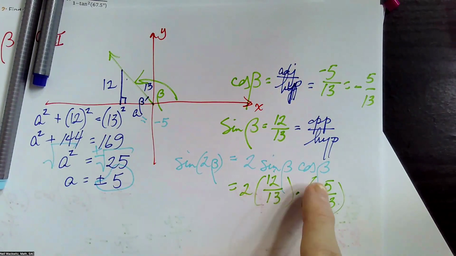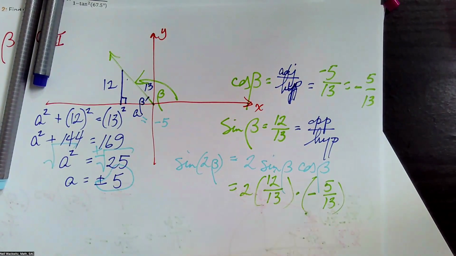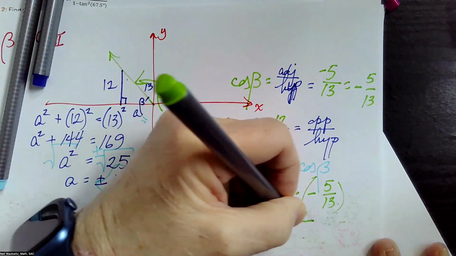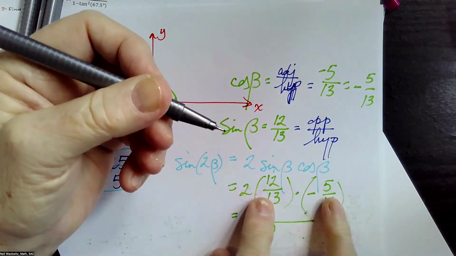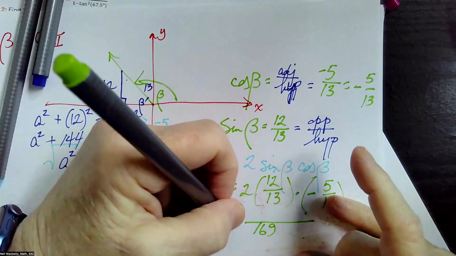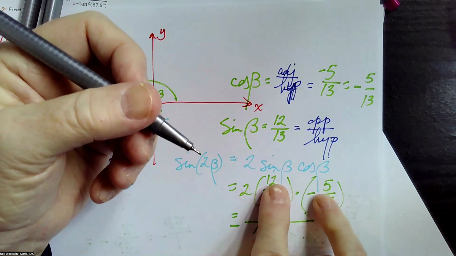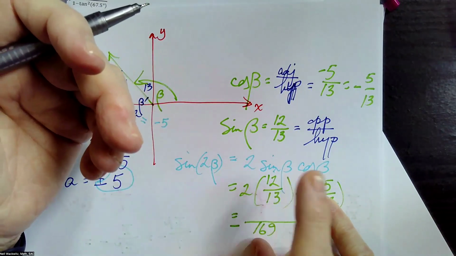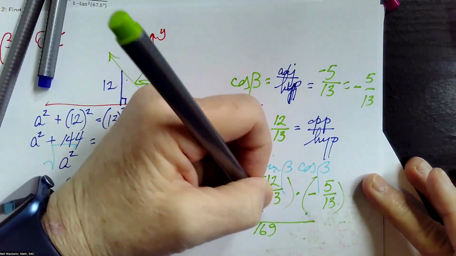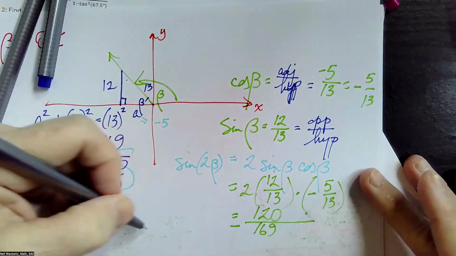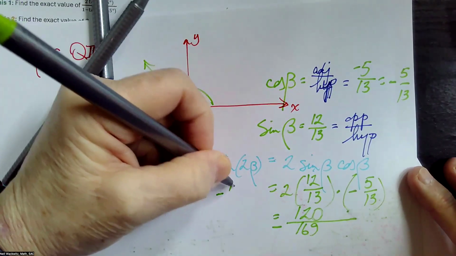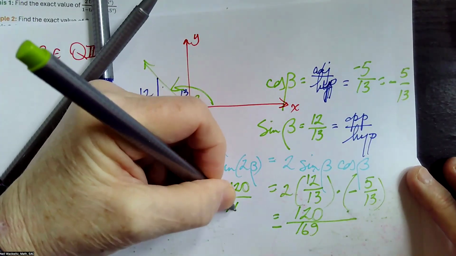12, 2, and 5 do not reduce with 13. So the denominator is going to be 169, 13 squared. The numerator is going to be twice 12 times -5. So I've got a negative out front. 12 times 5 is 60. What is 2 times 60? All right, so we've got that the sine of 2 beta is negative 120 over 169.